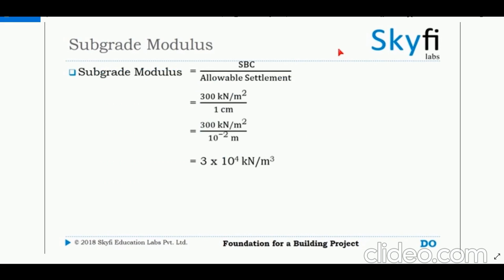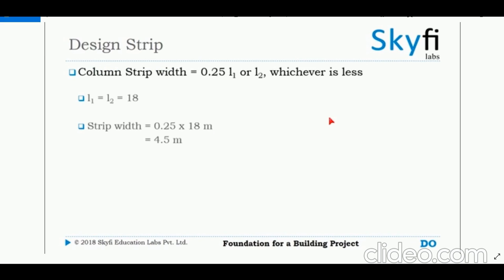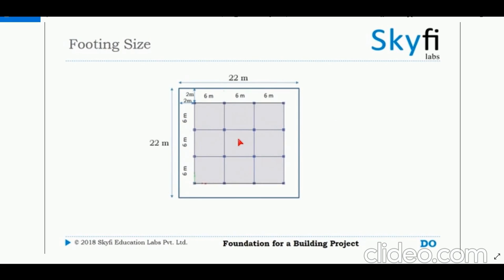Now we will calculate the subgrade modulus from the following formula, which comes around 30,000 kN per meter cube. After that, we calculate the column strip width by the following formula, which comes out as 4.5 meter. However, there is no concrete provision for the given strip width, so we will be using 4 meter column strip width. The matte foundation will be extended 2 meters on all sides of the building plan, and hence its length and breadth will be 22 meters each.